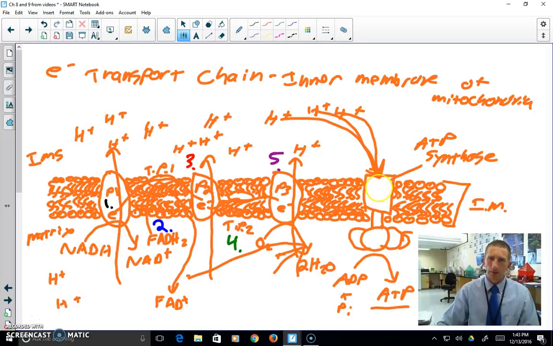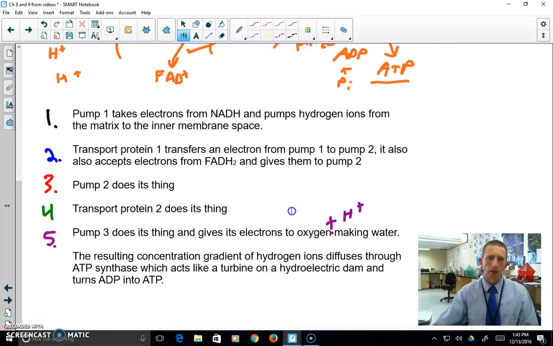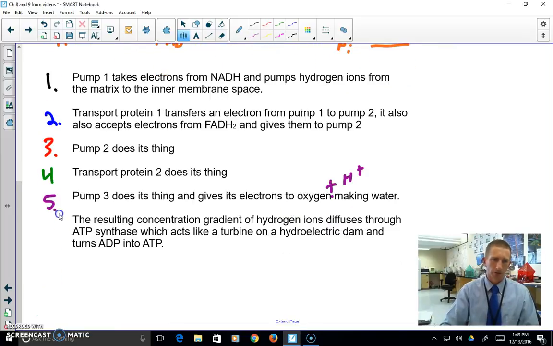And then number 6, let's go with olive green. I like that one. So number 6, ATP synthase is the only way that these hydrogen ions can get back across, facilitated diffusion. They're going down their concentration gradient from an area of high concentration to an area of low concentration. They diffuse through ATP synthase, which acts like a turbine on a hydroelectric dam, and then it turns ADP into ATP.